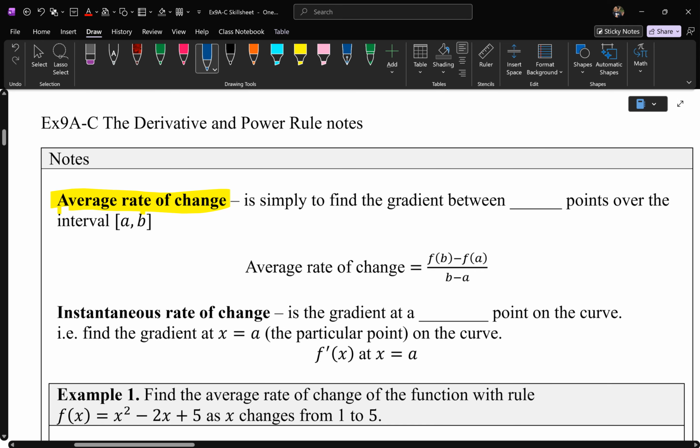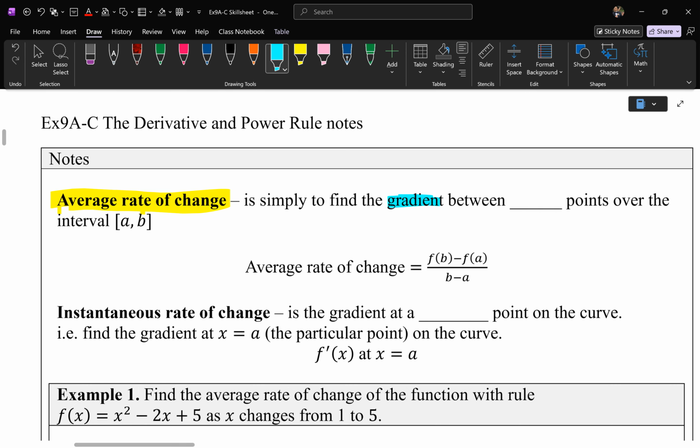What's average rate of change? That is pretty much what you did back in year 9. It's simply to find the gradient between 2 points over an interval. So every time they say average rate of change, you'll find that the questions have to give you between x equals 1 to x equals 4, something like that. It has to be between 2 intervals.